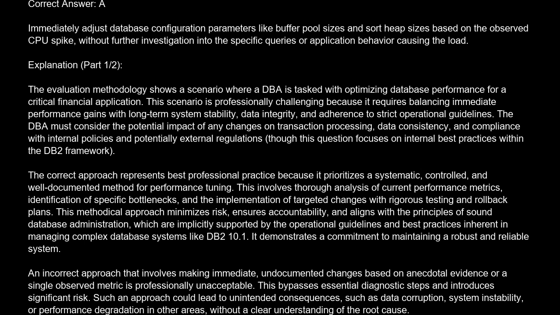The correct approach represents best professional practice because it prioritizes a systematic, controlled, and well-documented method for performance tuning. This involves thorough analysis of current performance metrics, identification of specific bottlenecks, and the implementation of targeted changes with rigorous testing and rollback plans. This methodical approach minimizes risk, ensures accountability, and aligns with the principles of sound database administration, which are implicitly supported by the operational guidelines and best practices inherent in managing complex database systems like DB2. It demonstrates a commitment to maintaining a robust and reliable system.